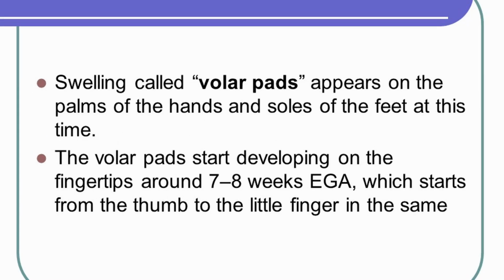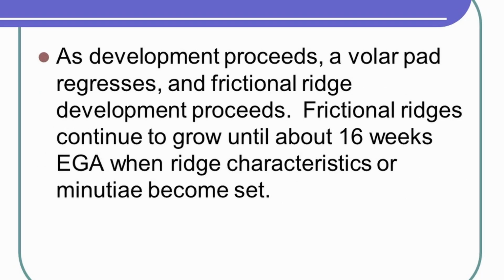Okay, so the swelling which is present on the upper layer of our skin in the dermis, we call a volar pad. It appears on the palm of the hand and the sole of the feet at the time. The volar pad starts developing on the fingertips around 7 to 8 weeks of EGA, starting from the thumb to the little finger. So like what we are observing here, it starts from the thumb point.